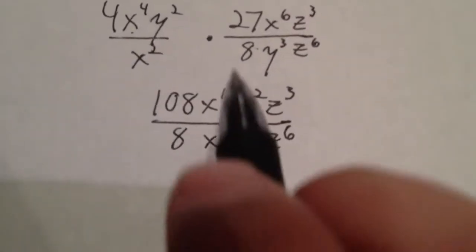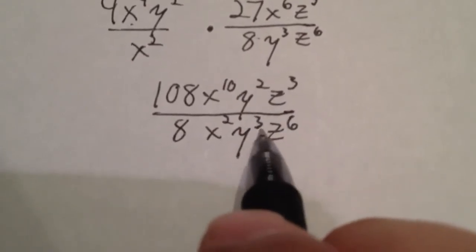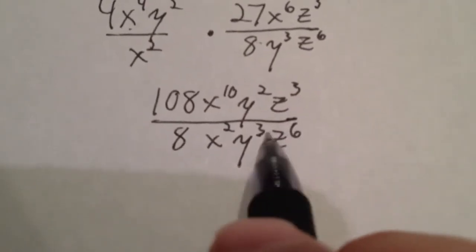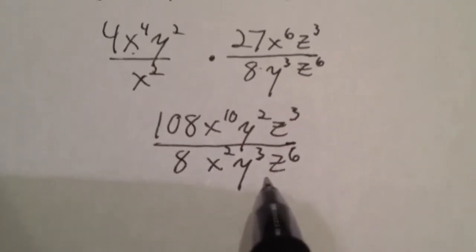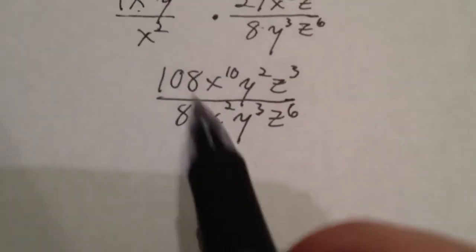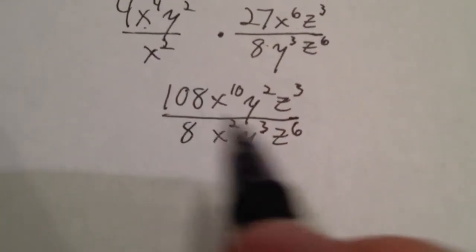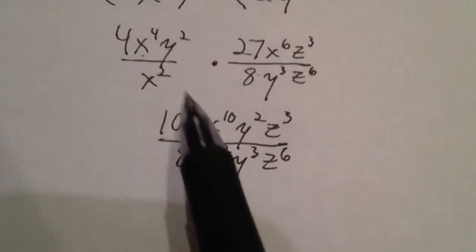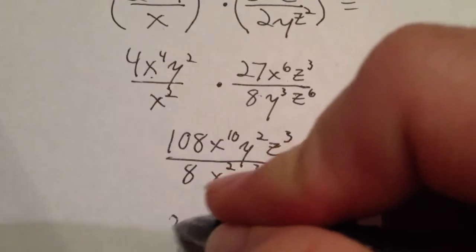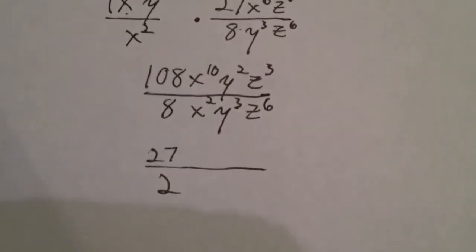But when we look at this, we're going to have some that are on the bottom that are bigger than the ones on the top. The y to the 3rd is bigger than y squared. Z to the 6th is bigger than z to the 3rd. So that means they're going to stay down here. Remember, that was a shortcut that I showed you. So when you take 108 and 8 and you simplify those fractions, both of those right there can be simplified because you can divide both of those by 4 there. And so that's going to give you 27 over 2 is what it reduces to.